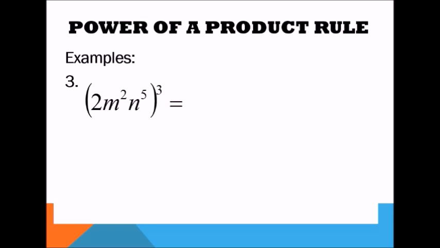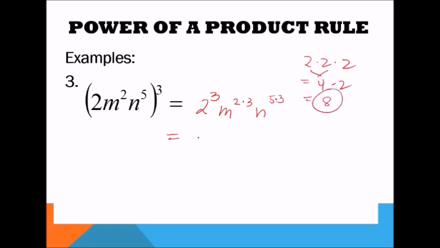Okay, so let's reveal the answer. 2 to the third, 2 squared raised to the third. You just multiply those exponents. Then, n to the fifth raised to the third power. Okay, so 2 to the third is 2 times 2 times 2. 2 times 2 is 4, 4 times 2 is 8. So, therefore, our final answer is 8. 2 times 3 is 6, and 5 times 3 is 15.